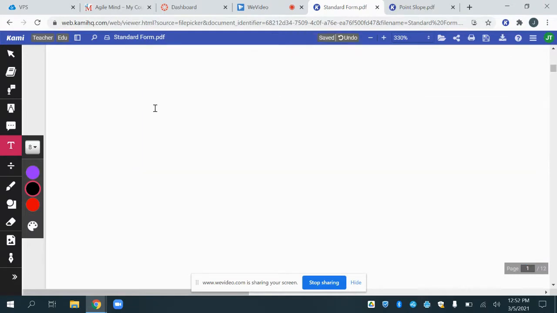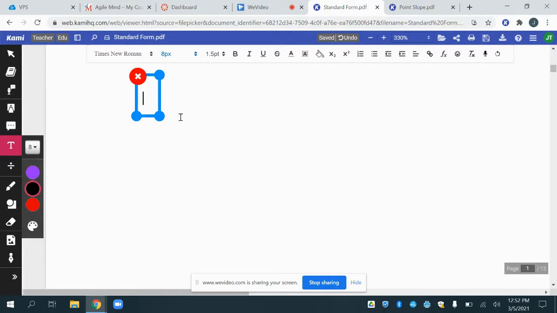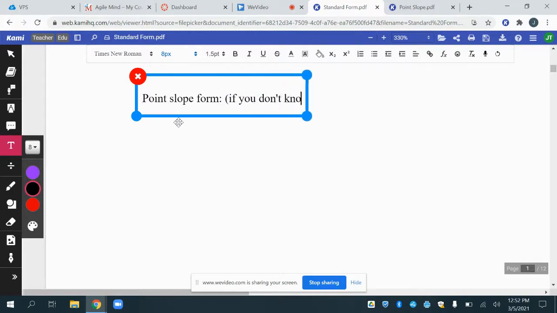Then the next assignment that you're supposed to learn is point-slope. Point-slope comes from learning slope. At this one, you don't know any of the intercepts, but you know a point and the slope of the line. That's why it's called point-slope form. Don't know any intercepts.